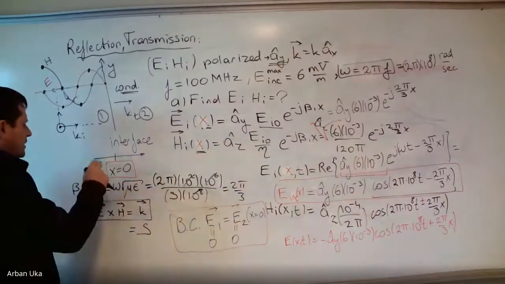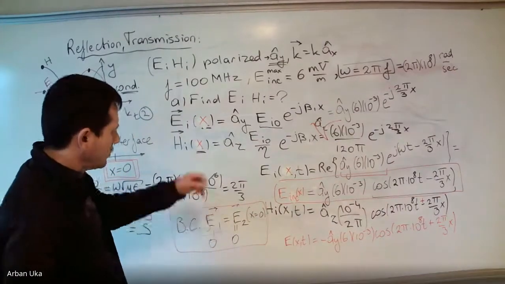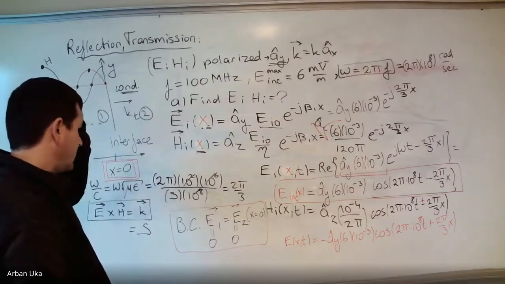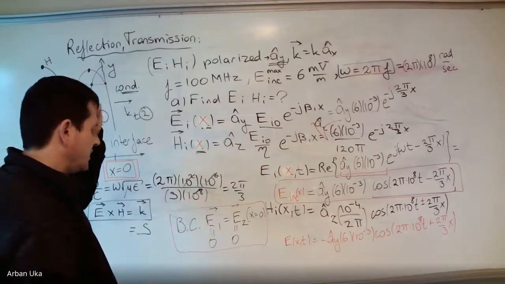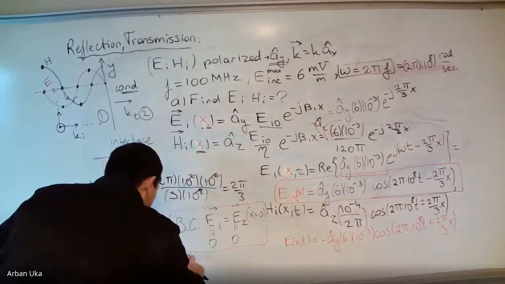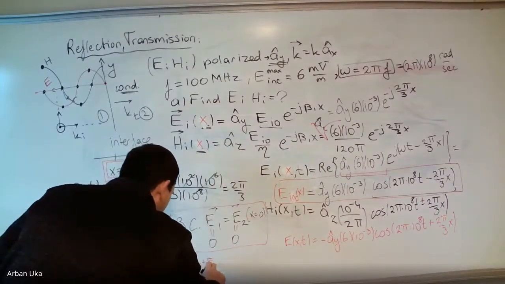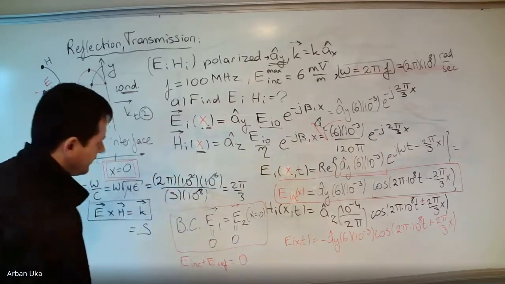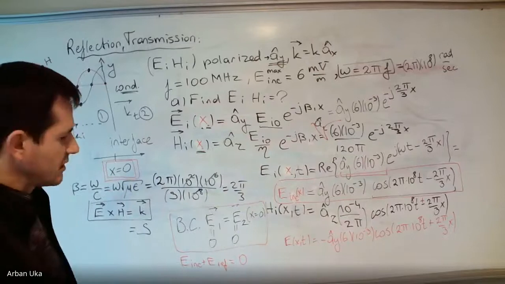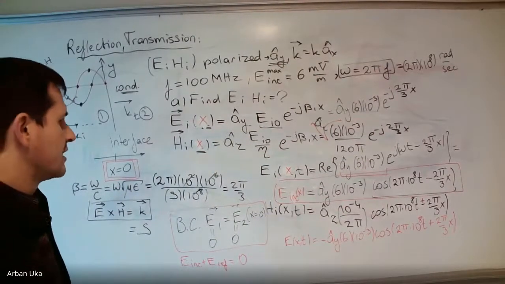And we should have the following. E1 should be equal to E2. But what is E1? E1 is composed of the incident wave plus the reflected wave. So here we can write it like this: E incident plus E reflected, okay? This should be equal to 0. This is what the boundary condition states.